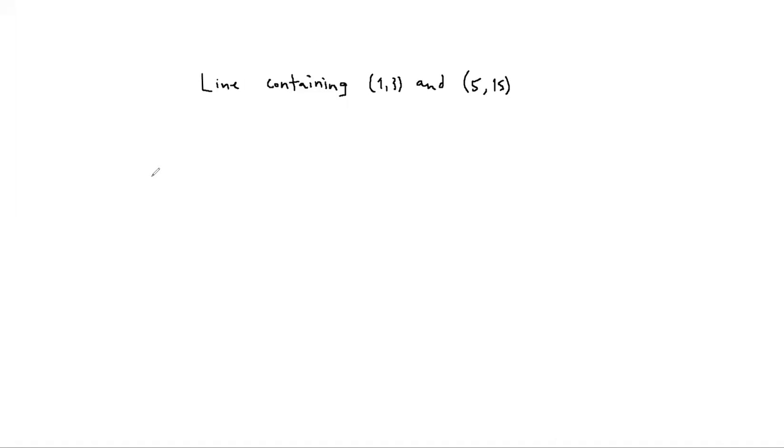Question 9 asks us to find the equation of the line containing the points (1, 3) and (5, 15). You might recall that there are two different equations for a line, and both equations will work, so whichever one you pick is really a matter of preference. The first equation is called Slope-Intercept Form, and it's given by y = mx + b. The other equation is called Point-Slope Form, and it's given by y - y1 = m(x - x1).